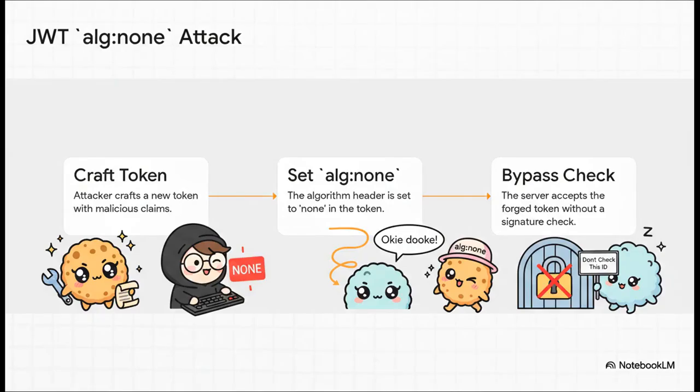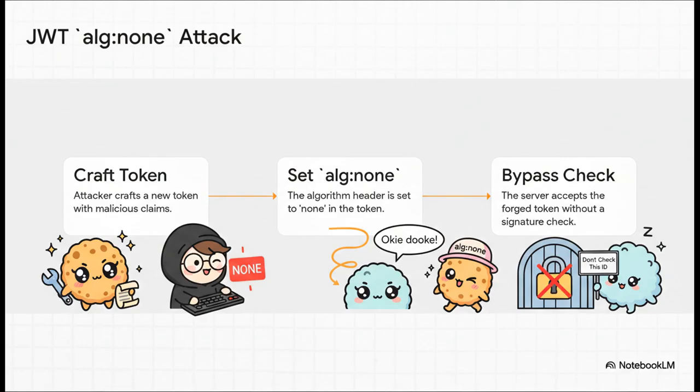It's called the alg-none attack, and it targets something called JSON Web Tokens, or JWTs. Normally, a JWT has a digital signature to prove it's legitimate. But in this attack, the hacker creates their own token, and in the header, they just tell the server that the signing algorithm is none. If the server is badly configured, it actually listens. It completely skips the signature check and lets the fake token right in.